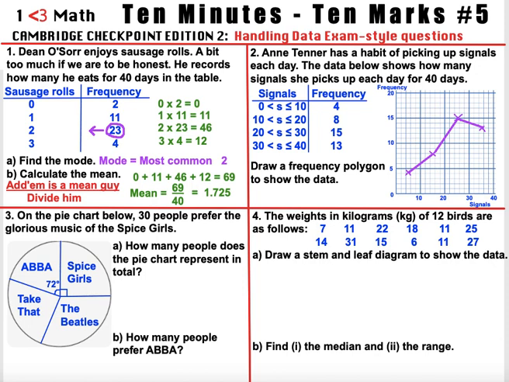So question 3, on the pie chart below, 30 people prefer the glorious music of the Spice Girls. Part A, everyone likes a good part A, especially when there's Spice Girls music playing. How many people does the pie chart represent in total?